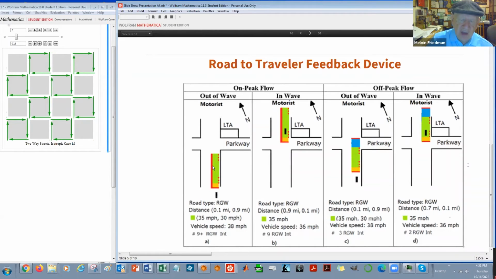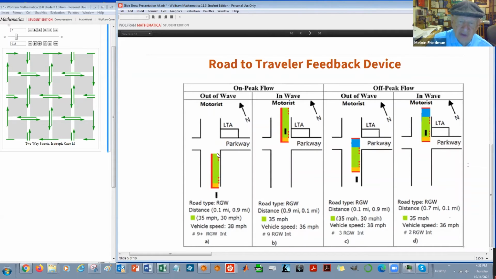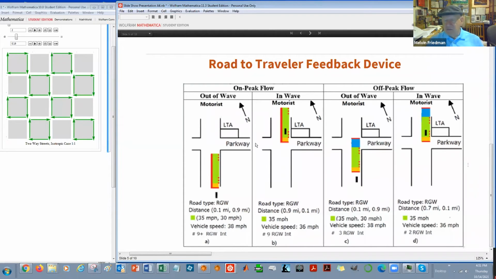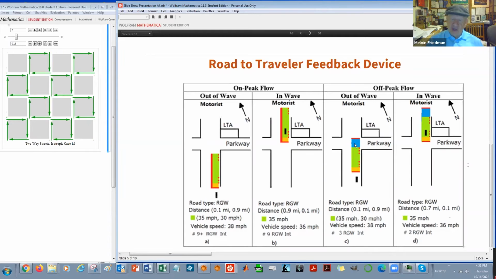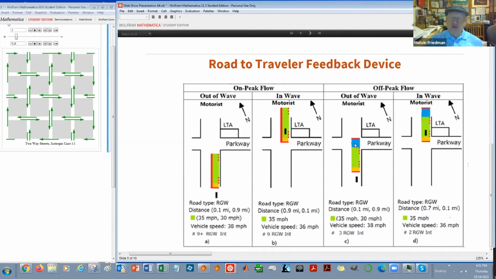This red line over here tells you you're traveling during peak flow, so that you're not allowed to make a direct left turn. But on your smartphone, it also tells you where there are left turnarounds. So here's the left turnaround for you. And then if you're off peak flow, there's a blue section which says if you're in this blue section of the arrow, then when you come to an intersection, you'll be able to make a left turn without stopping.